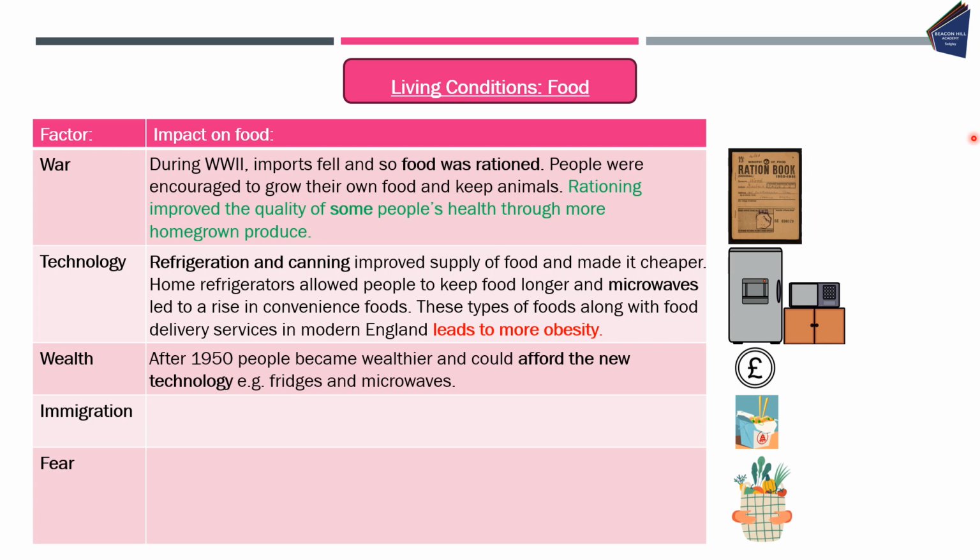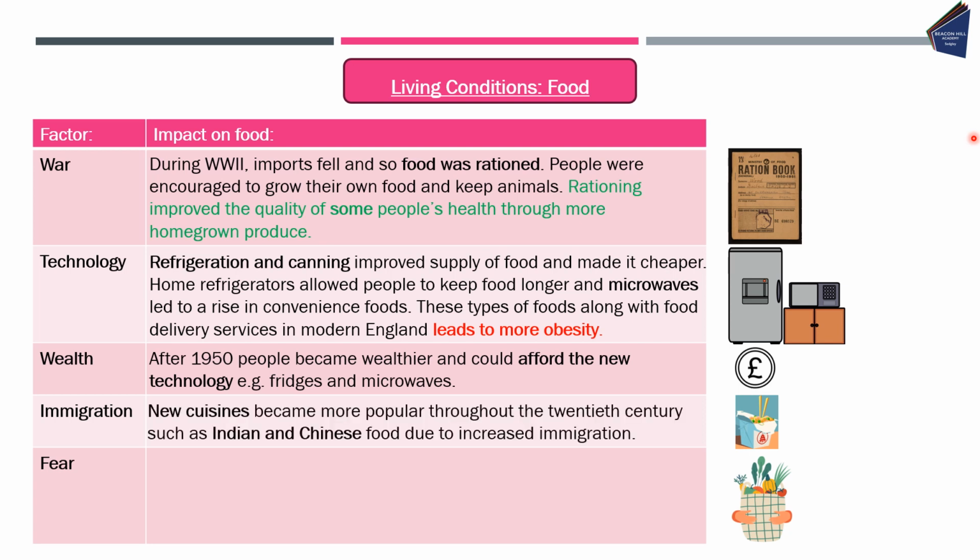In terms of immigration, the amount of immigration increased following the Second World War, again in the second half of the 20th century, and we see a reflection of this in the diet of people in England. So new cuisines such as Indian and Chinese food become a staple part of lots of people's weekends with takeaways, etc. Again, quite high in fat, in sugar, in salt, so this does have an impact on people's health.